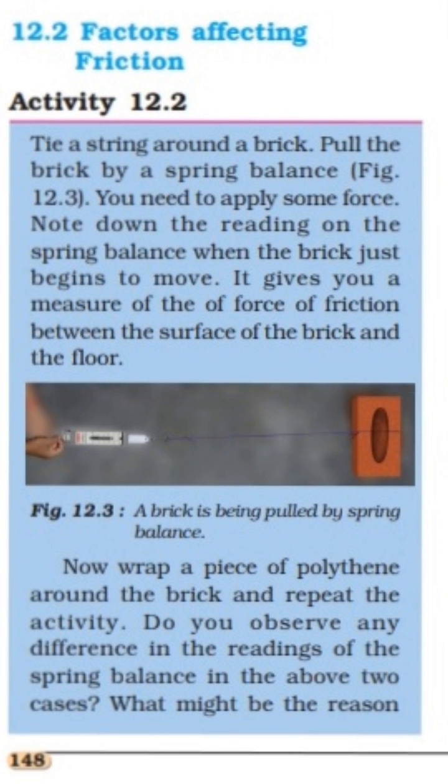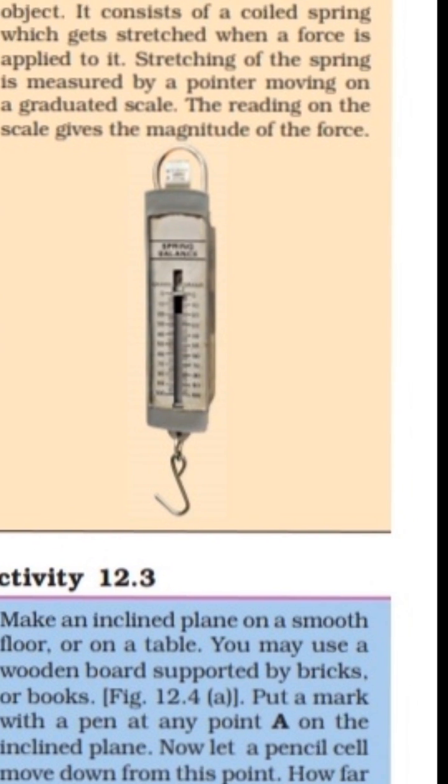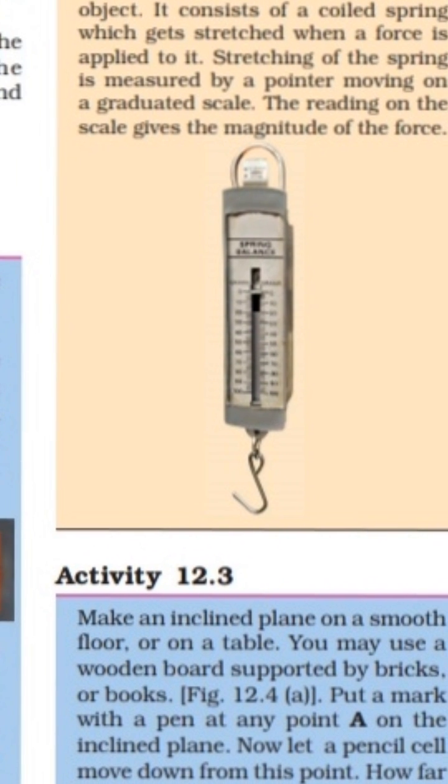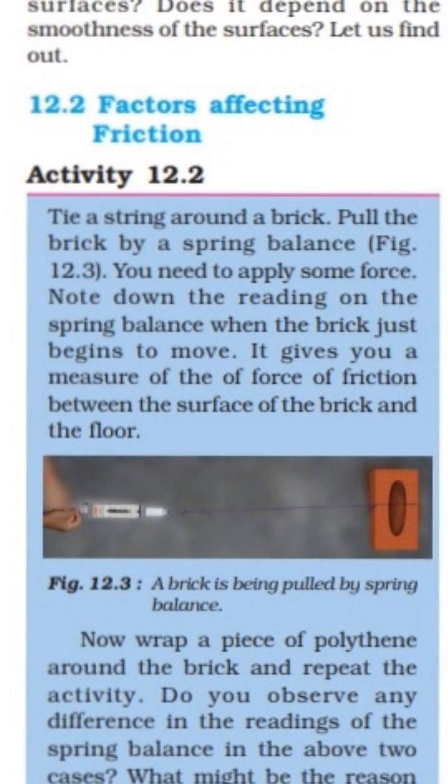Activity 12.2. Now see the activity. Tie a string around a brick. We have to take a string, and a brick is required. Tie a string around a brick. Pull the brick by the spring balance, which is shown here. See the spring balance. You are already aware of the spring balance.